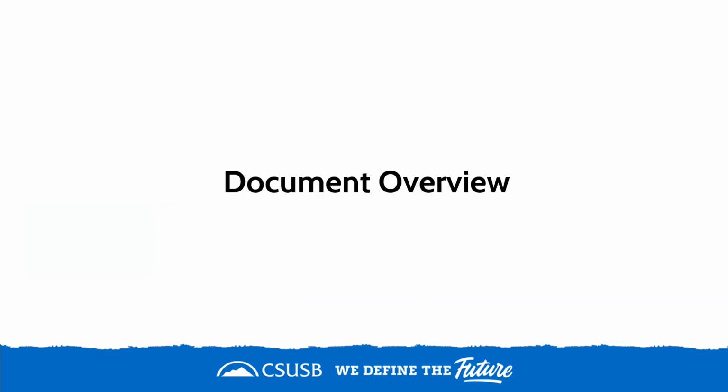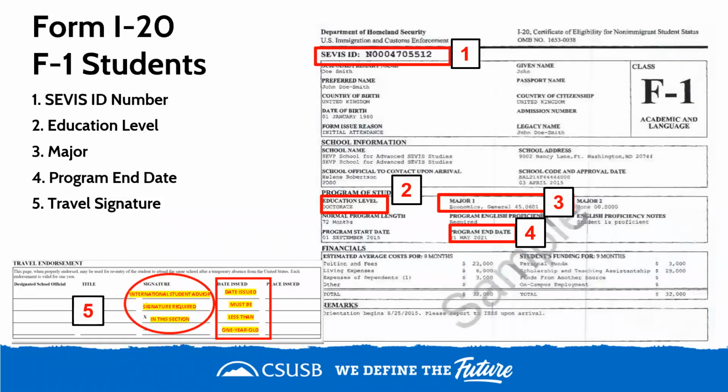So what are some of the documents that you must maintain, and what do they look like? This part is intended to help you get familiar with your I-20 or your DS-2019 form. The I-20 form is a 3-page document and will indicate F1 class in the upper right corner.